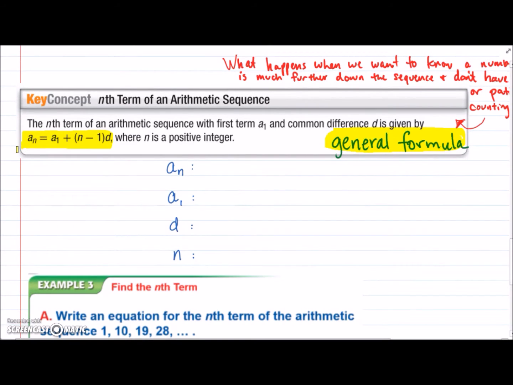So the nth term, so maybe you want the 50th term, or you want the 100th term of a sequence. You can figure that out by using this formula. So we need to write down what these different things mean. A sub n is the nth term of the sequence. You don't know which one it is. It's unknown.